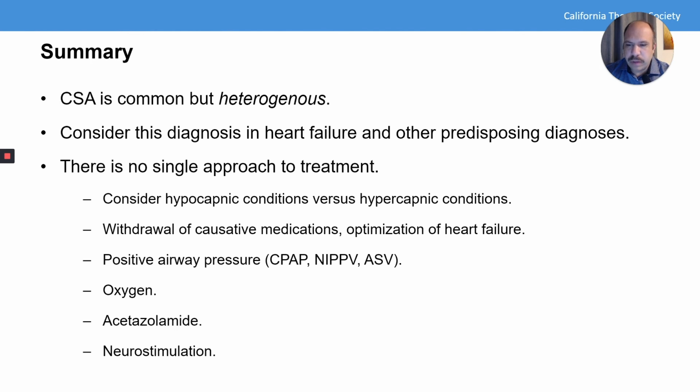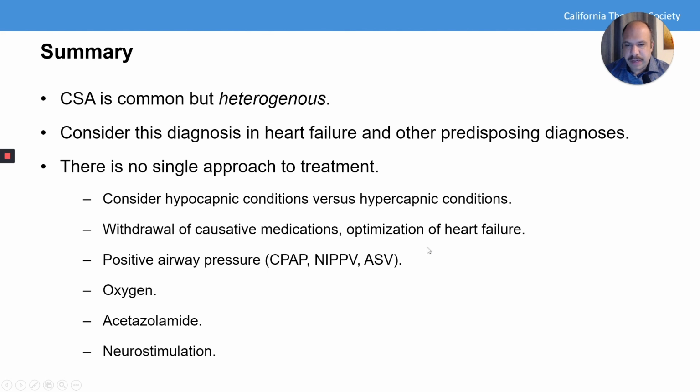In order of the things that I would try, I guess, withdrawal of causative medications and optimization of heart failure as appropriate are always the first thing to try. If somebody's on opioids, try to get them on lower doses. Do things like nerve blocks if possible, or opioid sparing agents. If they have heart failure, trying to make sure that their cardiologists are optimizing that as much as possible.